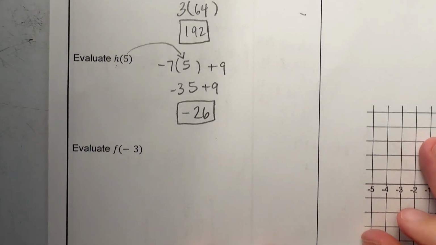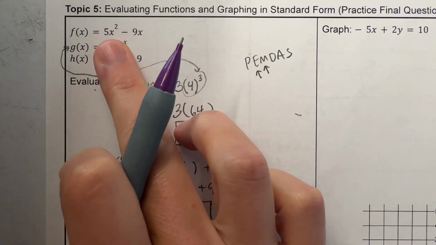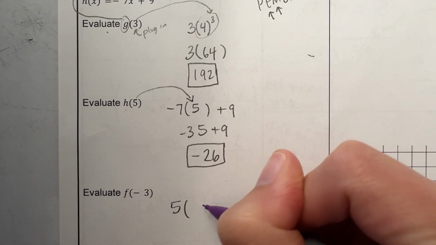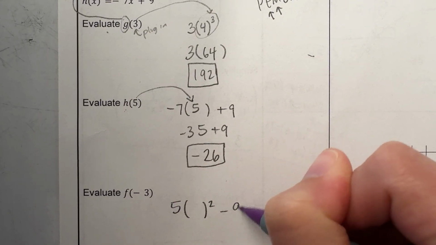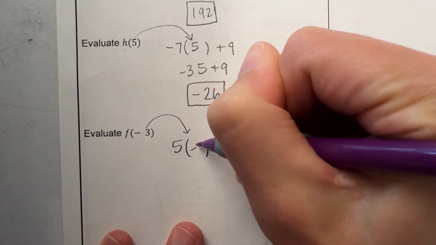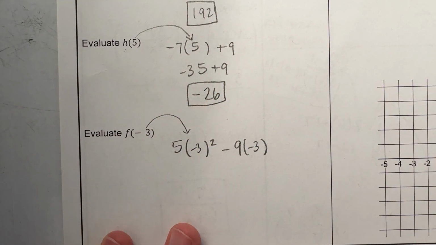Okay, and then this last one, f of negative 3. So I'm going to get the f equation. So the f equation is 5 times x squared minus 9x. Oof, and I'm plugging in a negative. Okay, so let's be super careful.